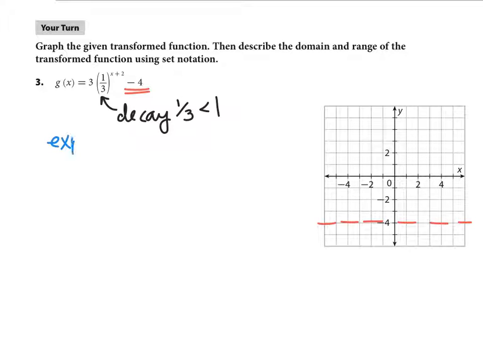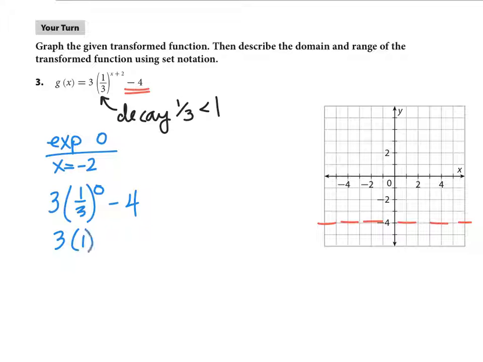So I want an exponent of 0. That's a pretty easy one to work with. I can get that if I pick x to be -2. So I'm going to do 3 times 1/3 to the 0 power minus 4. That's just 3 times 1, which is 3 minus 4, which is -1. So the first ordered pair that I'm going to plot is -2, -1.